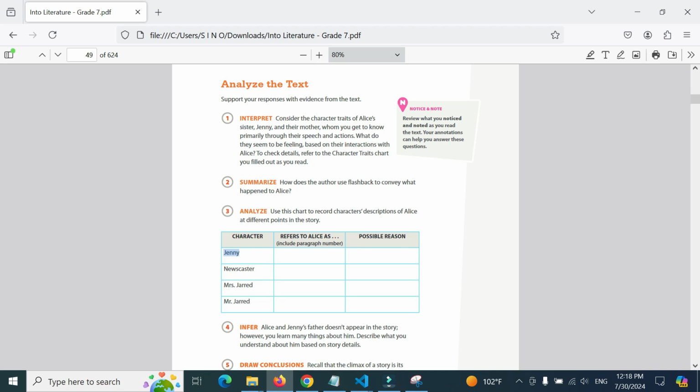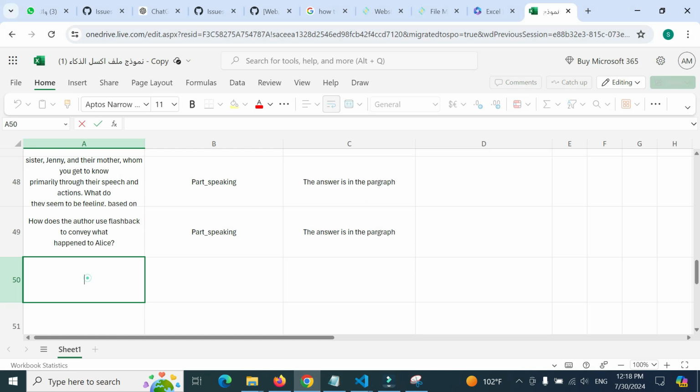What are Jenny's descriptions of Alice? Include the paragraph number and what is the reason behind it. So here it's actually a little tweak. We need to include the question like this. Okay, try to record character description. Let me just put it. Okay, so I'm going to say this.